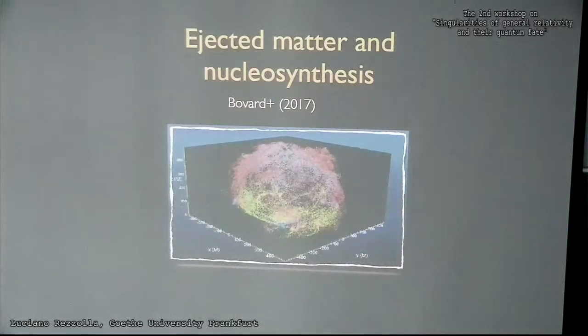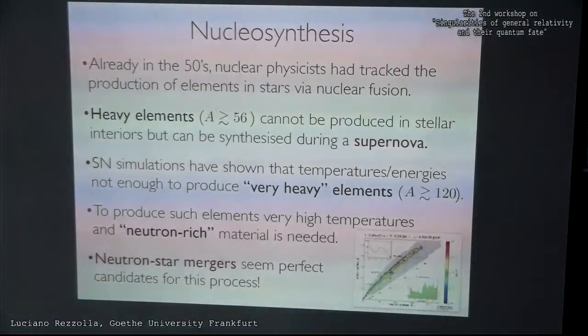Let me switch over to the ejected matter nucleosynthesis. As I said, this is another nice aspect of this system. In the 50s, there are some beautiful papers that have been written by nuclear astrophysicists about how you can synthesize all of the elements inside stars. There are very detailed calculations, and it was clear that heavy elements, with atomic mass number larger than 56, cannot be produced in stellar interiors. At least not efficiently.